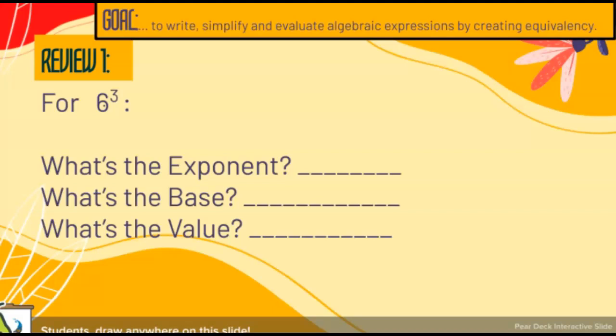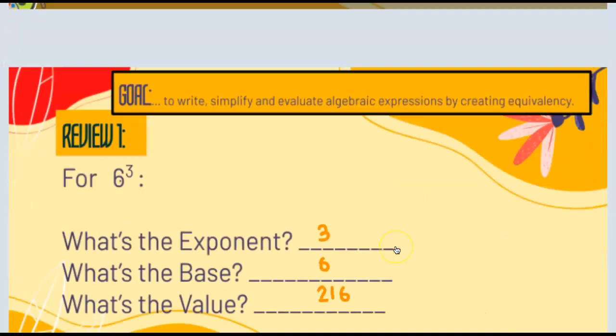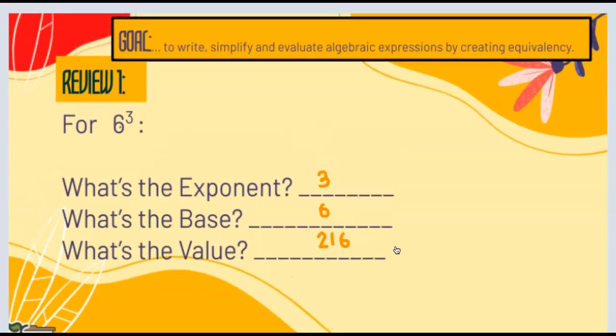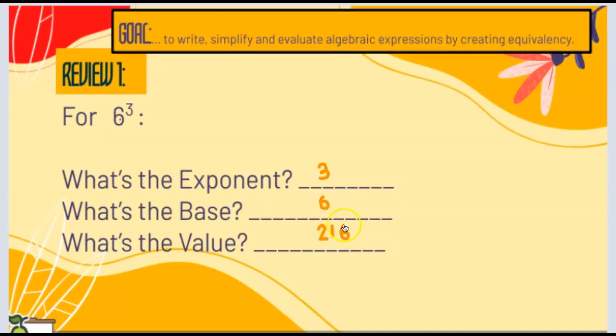Why do you think some people might answer 18 for this? If by chance they answer that the value of the expression is 18, what happened, Tiffany? They multiplied 6, the base and the exponent, instead of multiplying the base 3 times, correct? So that's a good review. Let's go to the next one.